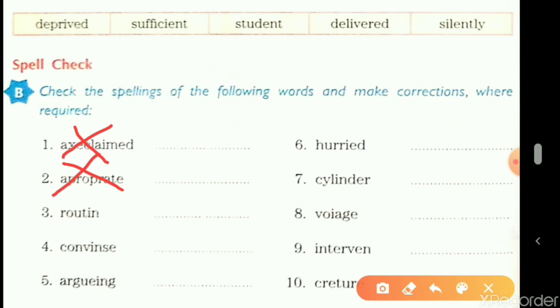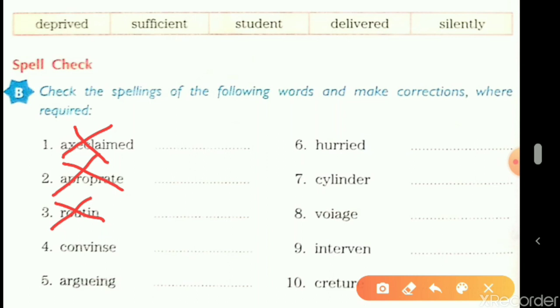Third is routine. Again, it's an incorrect spelling. Please note down the correct spelling. I'm dictating it. R O U T I N E, routine.